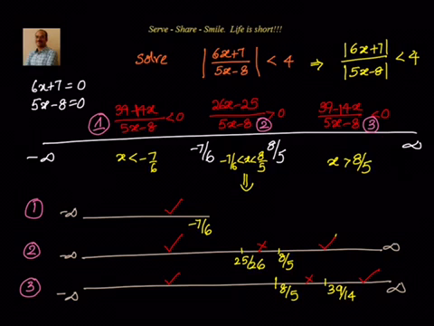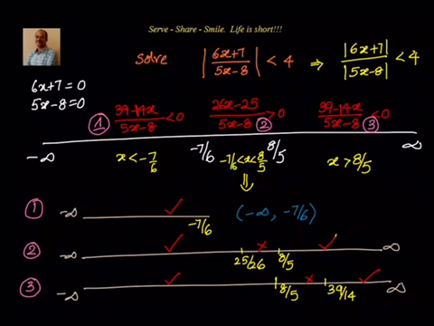So from this, the solution whatever I am getting, I'll write it in another color. The solution I am getting here is minus infinity to minus 7 by 6. That's the solution I am getting from the first one, because we can go only till minus 7 by 6, even though it is positive up to 8 by 5. Okay, now let's go to the second one.